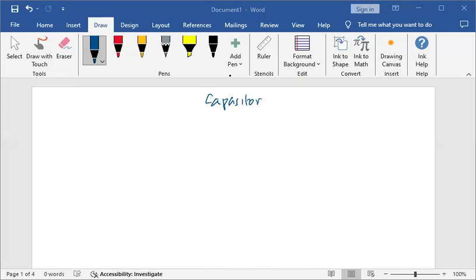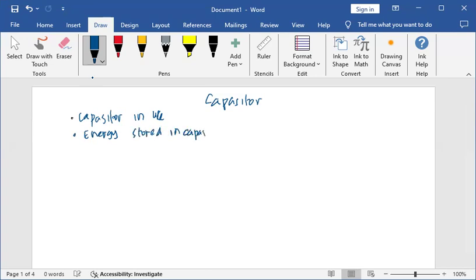Okay, now we'll talk about the capacitor. There are some parameters in this chapter. First is the capacitor in use, and then energy stored in the capacitor, and then we'll see what happens if capacitors are arranged in series or in parallel, or you can say a capacitor network. And the last one is charging and discharging a capacitor.